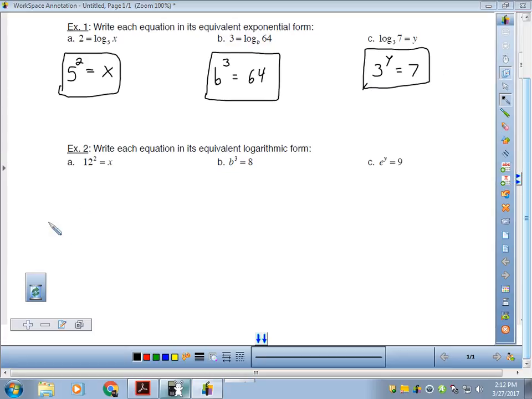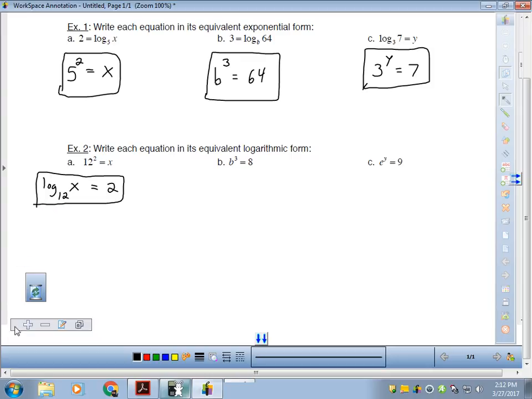In example 2, we're going to go the opposite way. We're going to take something written as an exponential and rewrite it as a logarithm. First off, I'm going to write log. Then I'm going to write down my base. If I have 12 squared equals x, what's the base? The base is the thing that has the exponent, so the base here is 12. Now, inside this logarithm, we write our solution, which was x, equals, and on the other side of the equal sign, we write our exponent, which was 2. So log base 12 of x equals 2.